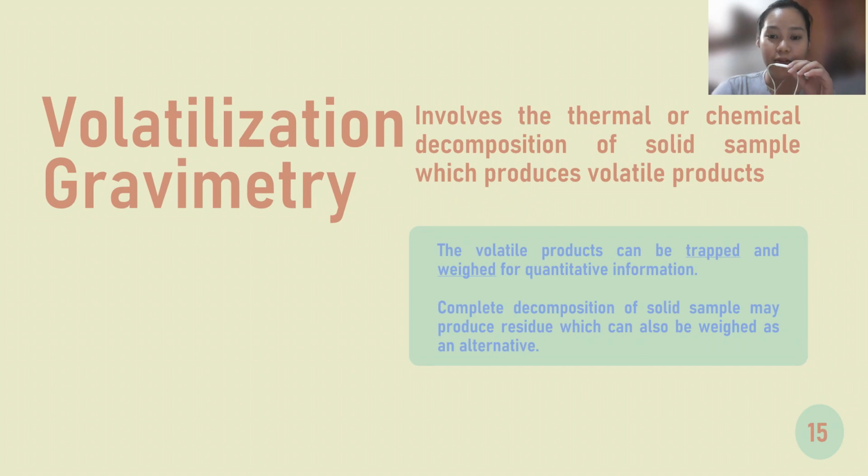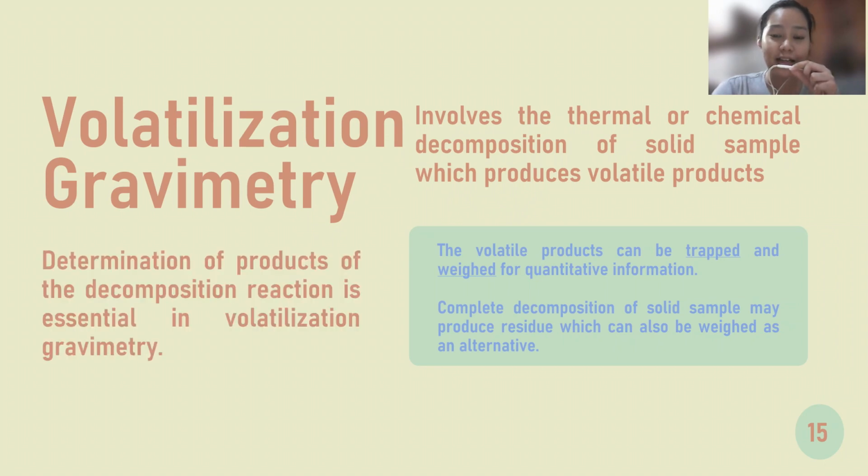In this type of gravimetry, it is important to know the products of the decomposition reaction. While it is common for organic compounds to produce simple gases like carbon dioxide, water vapor, and nitrogen gases, inorganic compounds often depend on the temperature to determine their thermal decomposition products.